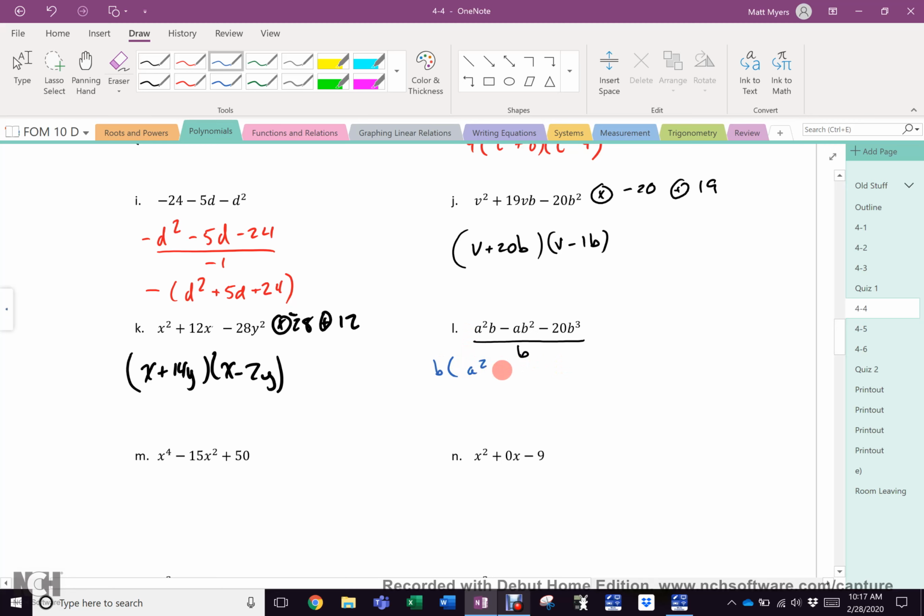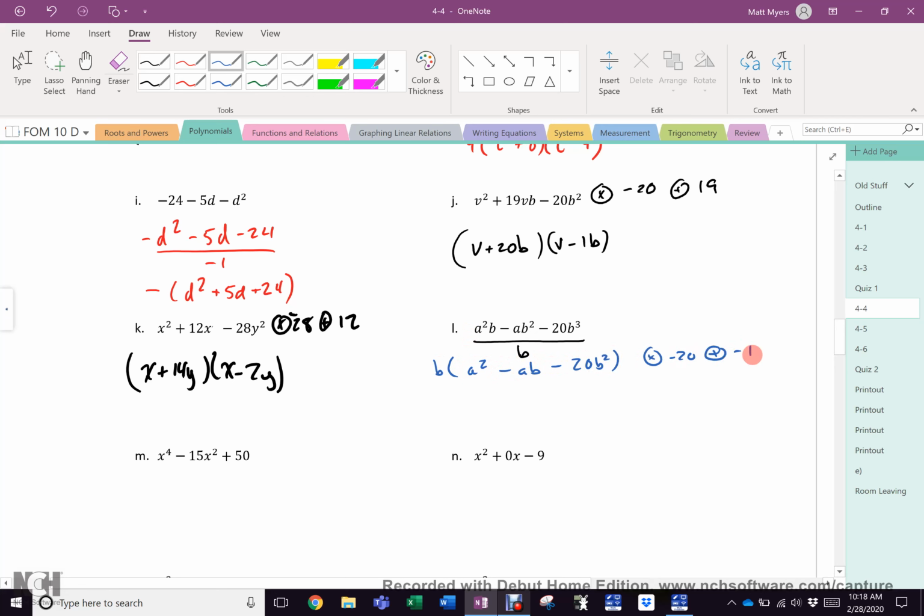A squared minus 1AB minus 20b cubed, 20b squared. And now I need numbers that multiply to negative 20 and add to negative 1.